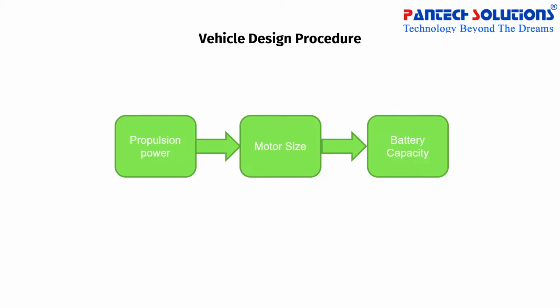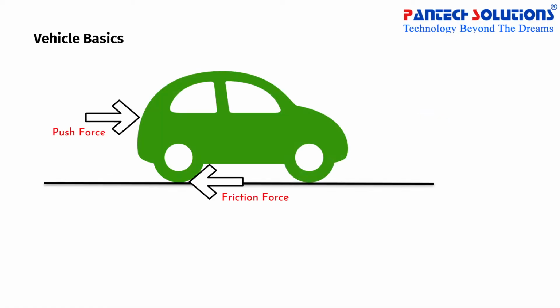So this kind of thing we also need to check, like power propulsion, motor size and battery capacity. These things we need to capture. For battery capacity, how much power you are expecting depends on your motor size. Based on the motor size you are fixing, we need to capture how much battery capacity you are expecting. Okay, clear? So next one is the vehicle basics.